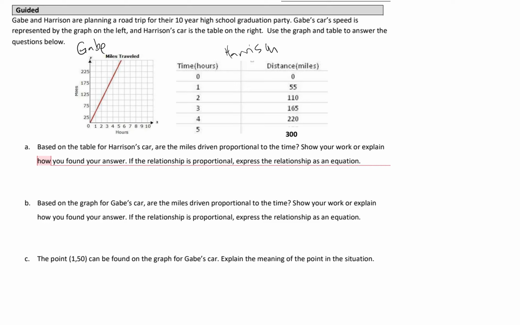Based on the table for Harrison's car, are the miles driven proportional to the time? Show your work or explain how you found your answer. If the relationship is proportional, express the relationship as an equation. So I'm looking for, are the miles driven proportional to the time? And then if yes, I have an extra question. So let's decide, is it proportional?